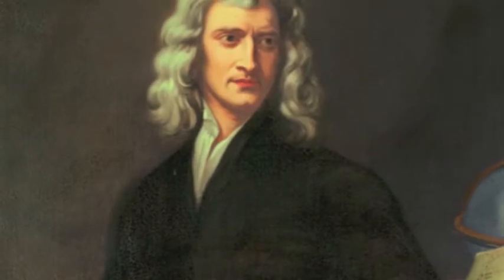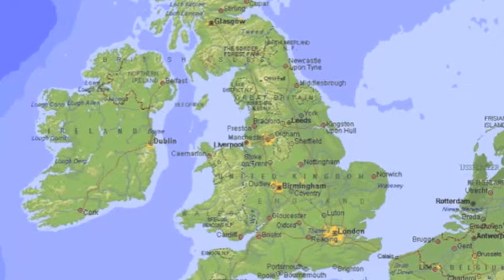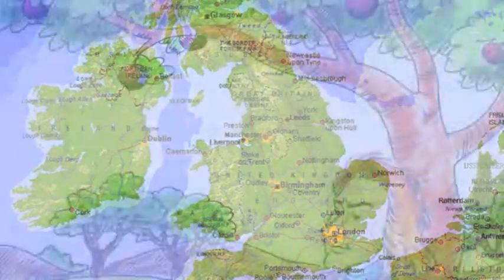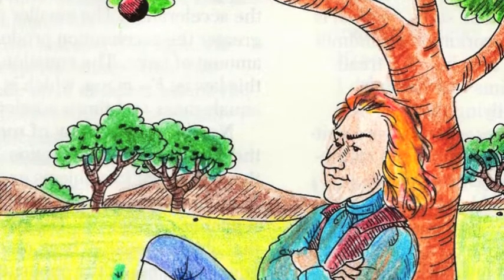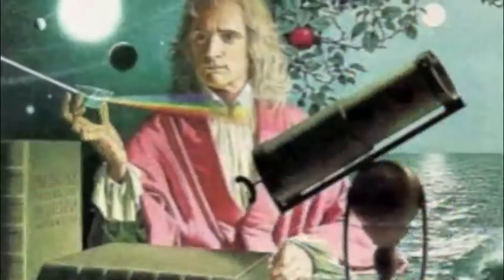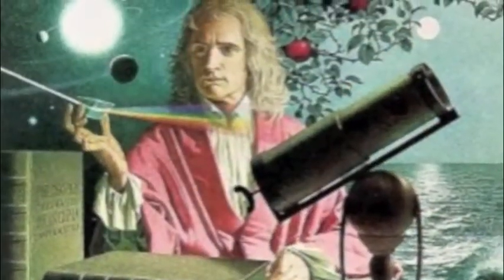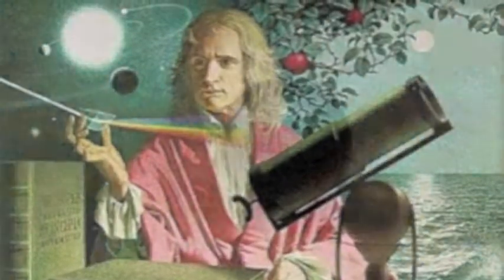Sir Isaac Newton was a scientist who lived over 300 years ago in the country of England. Legend has it that Newton was inspired by watching an apple fall from a tree and began his study of gravity and motion. From this study, Newton developed his now famous 3 laws of motion.